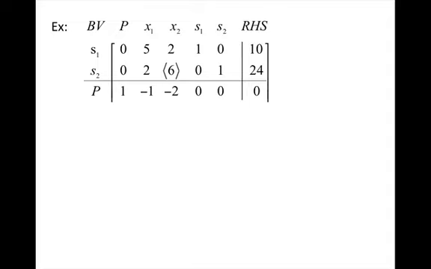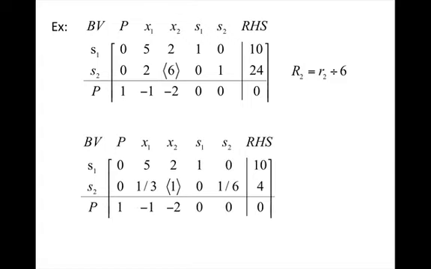So I begin by making the 6 become a 1 by dividing row 2 by 6. As you divide, reduce your fractions. So 0 divided by 6 is 0. 2 divided by 6 is 2 over 6, which reduces to 1/3. 6 divided by 6 is 1. 0 divided by 6 is 0. 1 divided by 6 is 1/6. And 24 divided by 6 is 4. So that becomes my new row 2, and I just recopy rows 1 and 3.